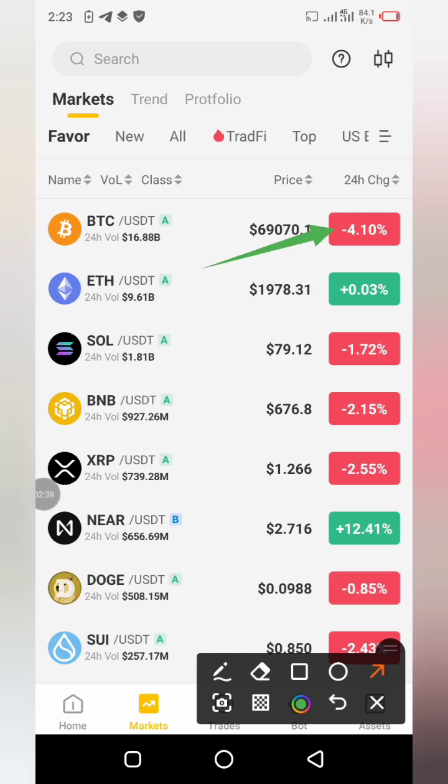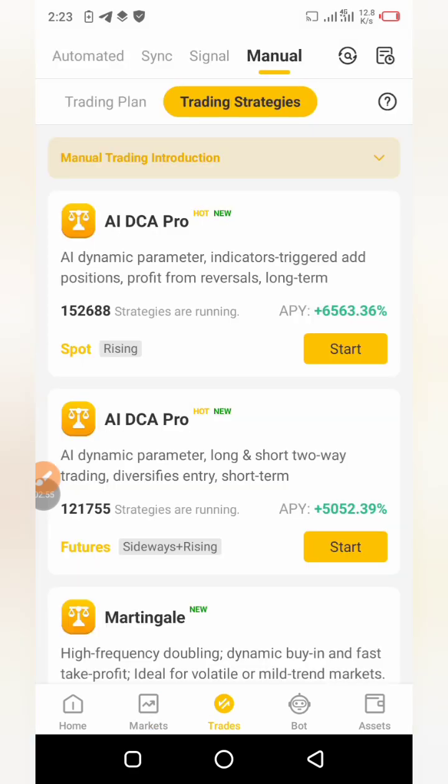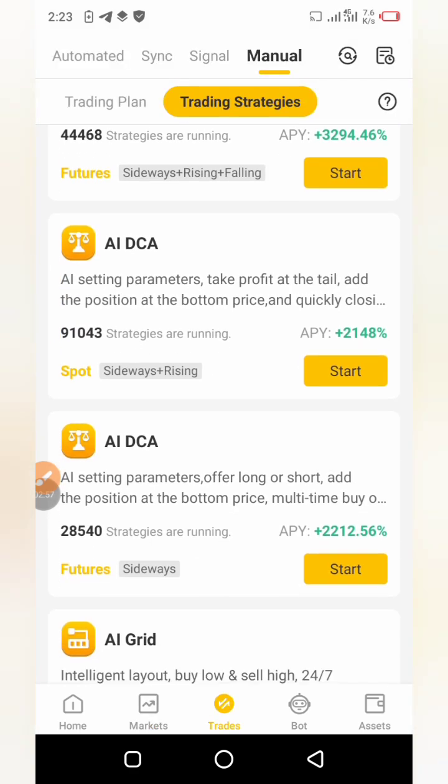You can select BTC here. You can use Solana, BNB, or even Doge. Okay, so all these coins will work. So what we're going to do is I will click on BTC, which has been bearish since yesterday.